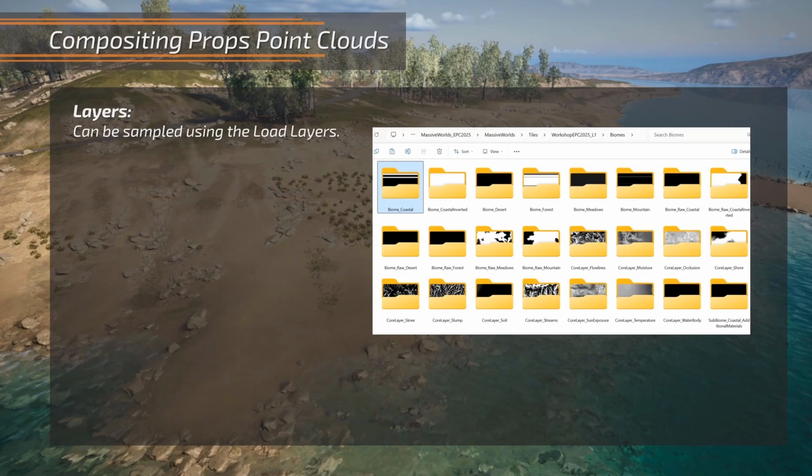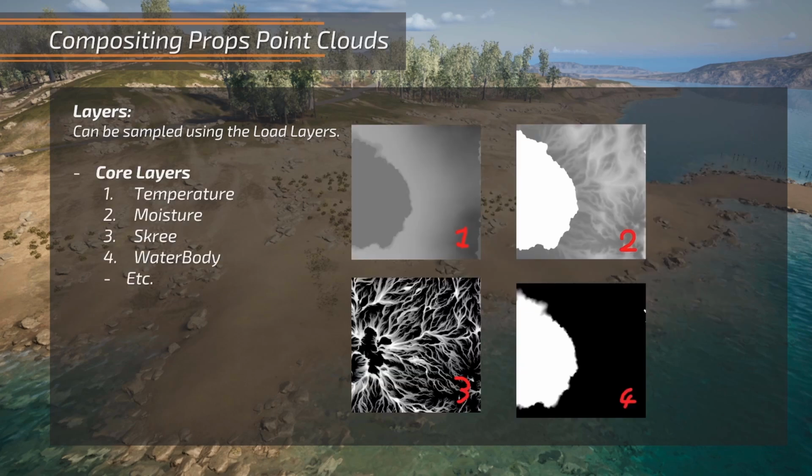For example, an object that should only spawn in the forest biome should only spawn if the forest biome layer has a valid density value. If it's black, it shouldn't spawn, right? If it's white, it should. And anywhere in between, it will have a variable density decrease. So here's some examples of that.